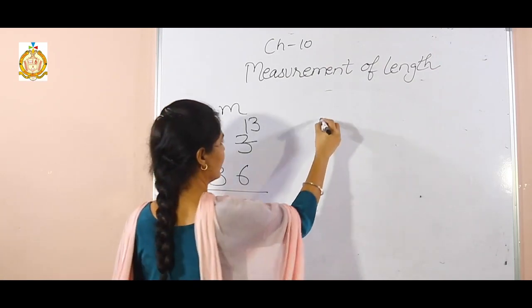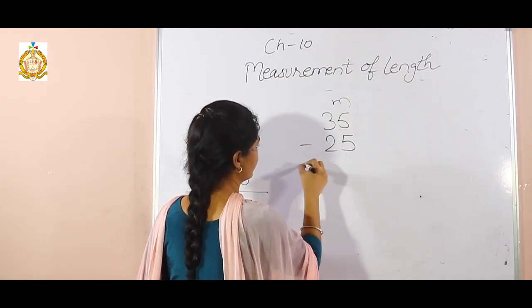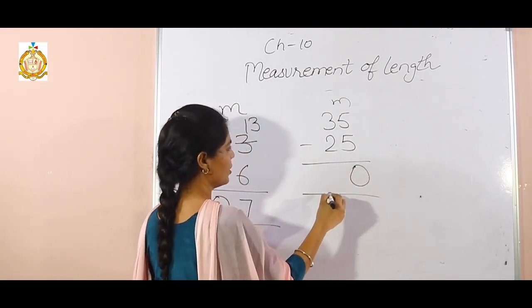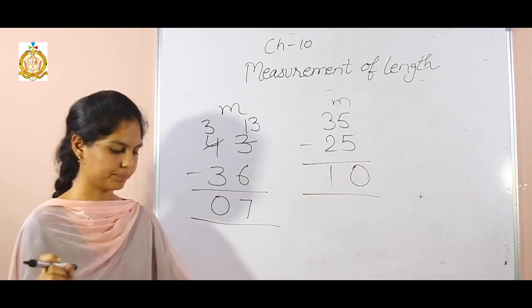Next one is 35, 25. 5 minus 5, 0. 3 minus 2, 1. It becomes 10 centimeter.